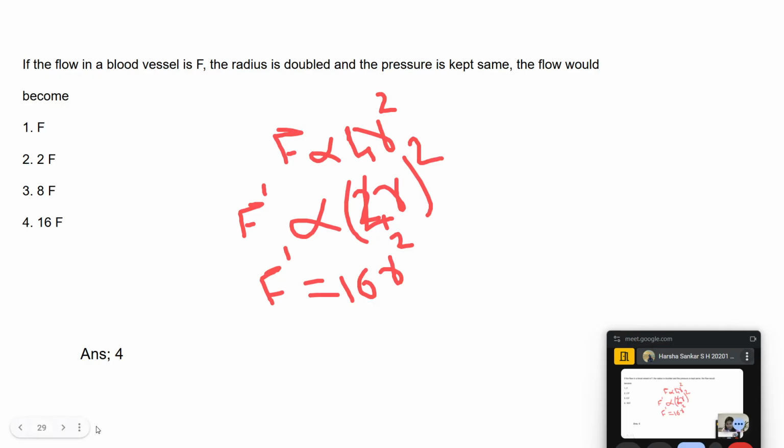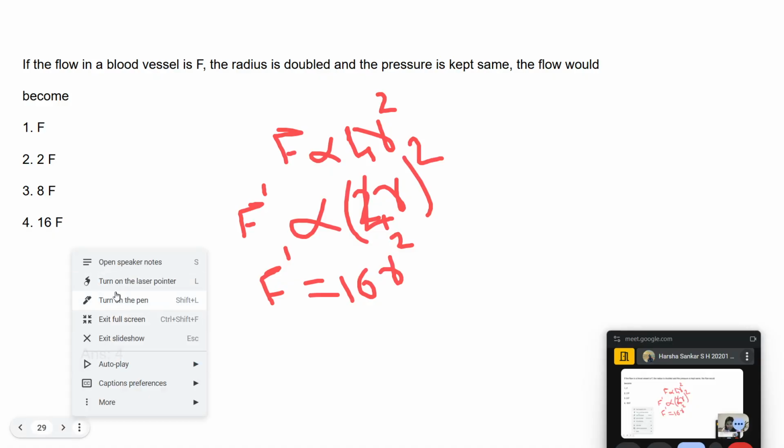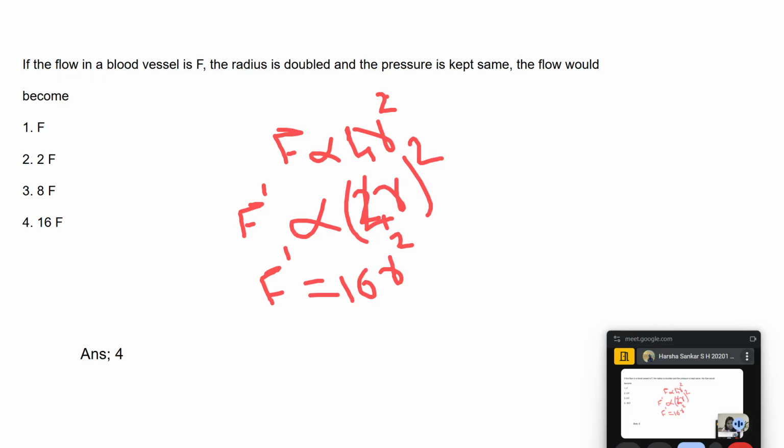Sorry, I made a mistake. This is the 4, okay? This was 2 only. When I said R raised to 4, I wrote the opposite. Right? So 16 R raised to 4.